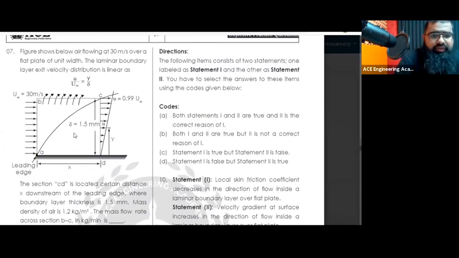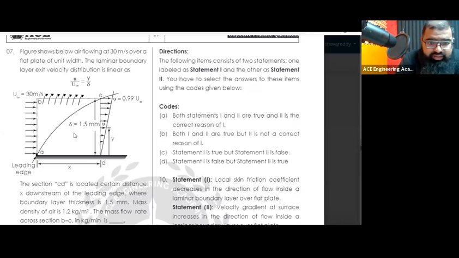Look at the question. Question number 7 says the figure shows air flowing at 30 meters per second over a flat plate of unit width. Laminar boundary layer exit velocity distribution is linear. He's saying linear velocity distribution, u upon u infinity is equal to y by delta. He has shown the same diagram that I have drawn. These things over here are your input, and this is your output. M dot 3 he's not showing over here.